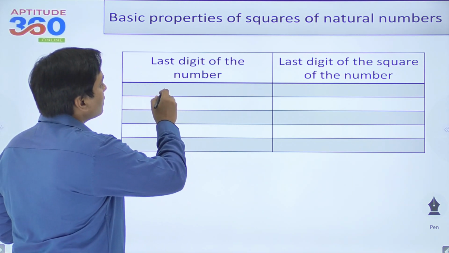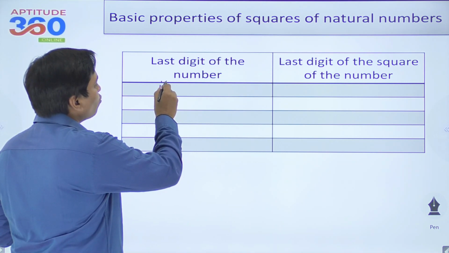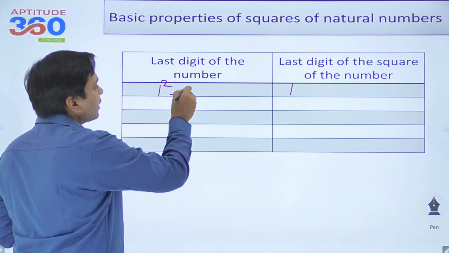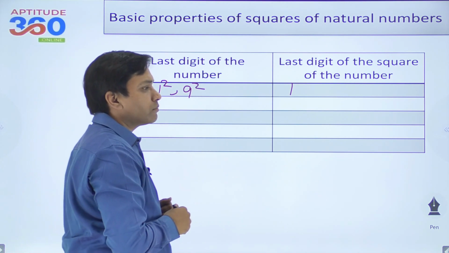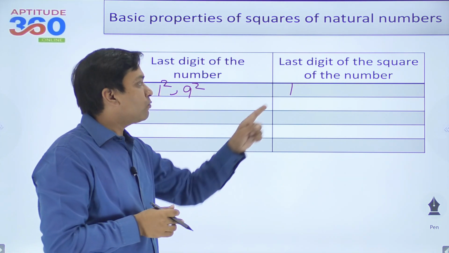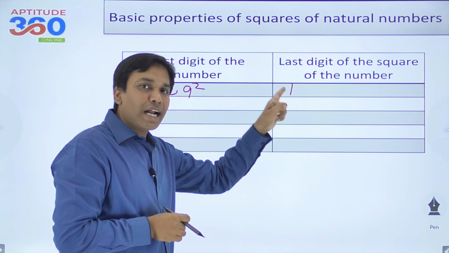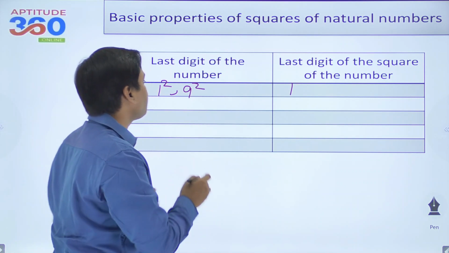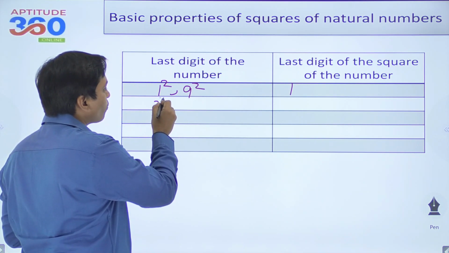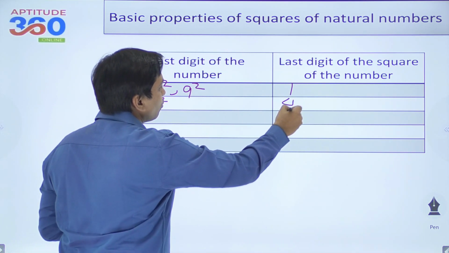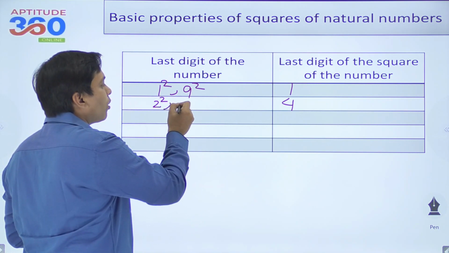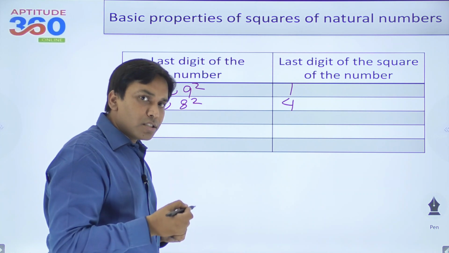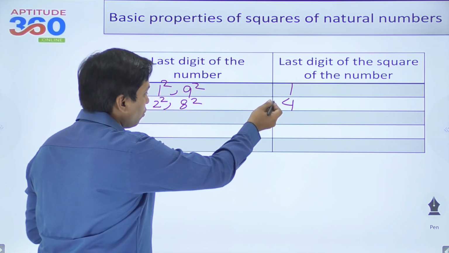If you need to find out the last digits of squares, say 1 square. 1 square is 1, right? And how about 9 square? 9 square is 81, but we are writing only the digit at the unit place, so that's going to be 1. How about 2 square? 2 square is going to be 4. How about 8 square? 8 square is 64. The last digit of 64 is 4.